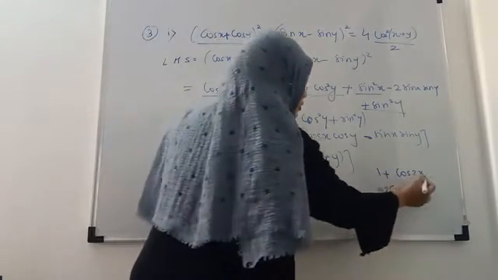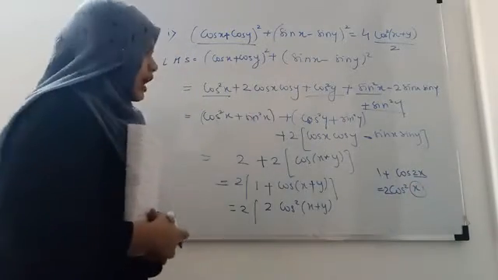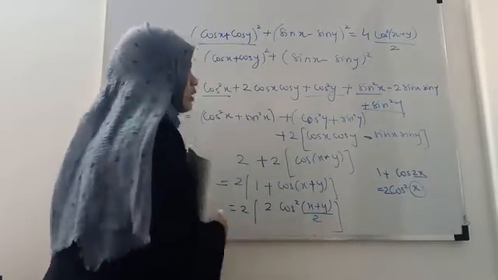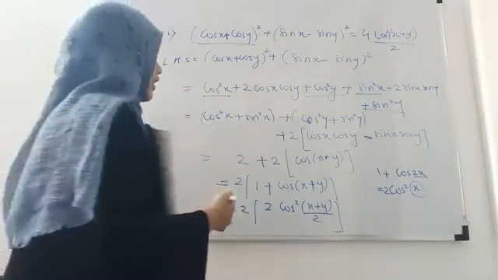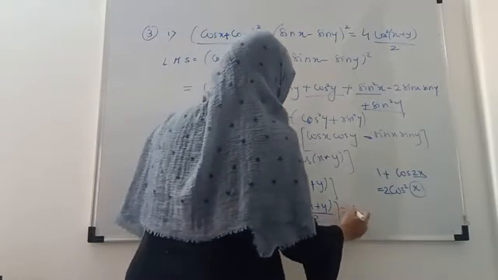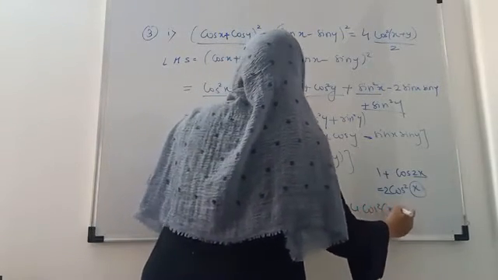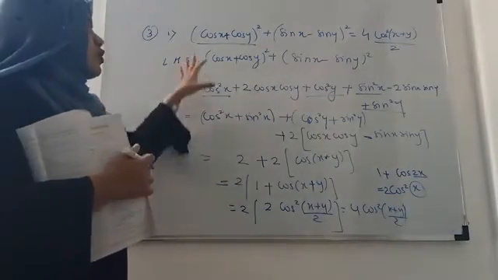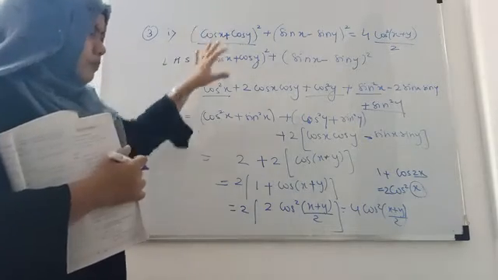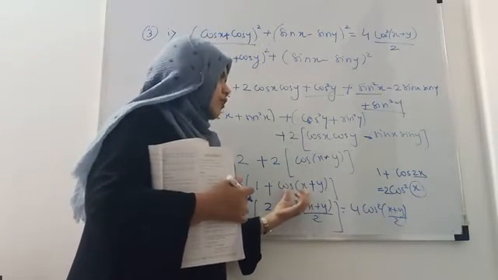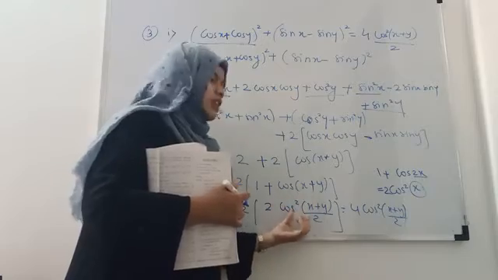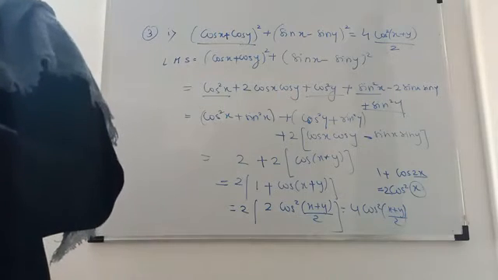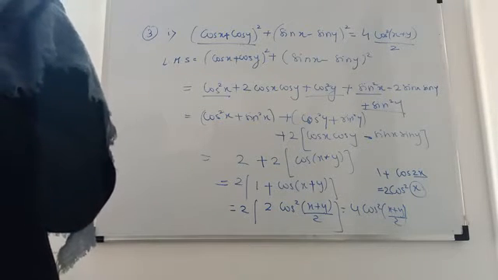Since if 2x is there, then here it should be half. Here it is cos x plus y, so here it should be x upon 2. Meaning we have to halve the angle, right? So here 2 into 2 is 4 cos square x plus y upon 2 is the RHS. Okay, so please make the correction over there, and we have to apply the formula for the double angle to get the answer.